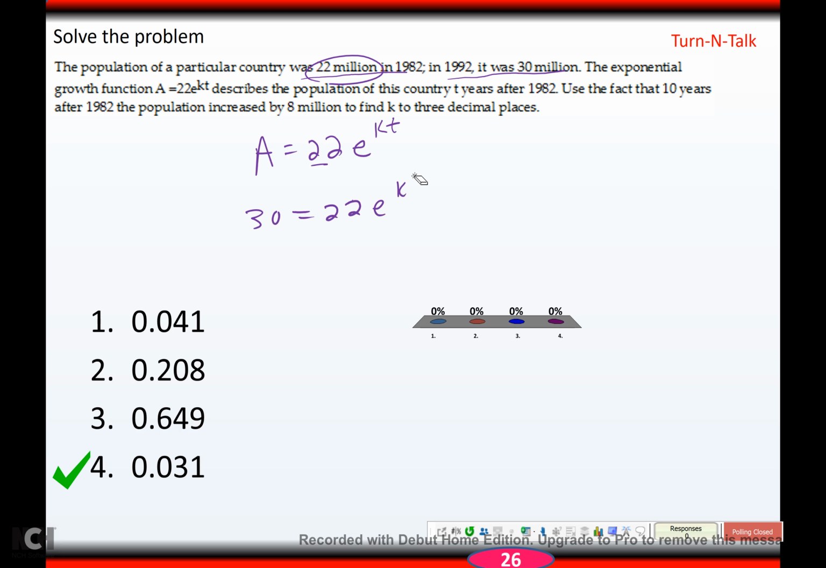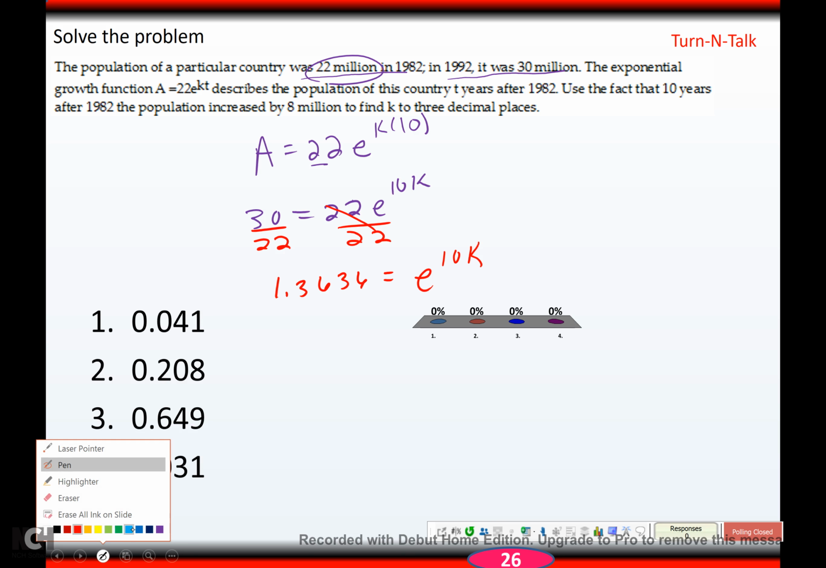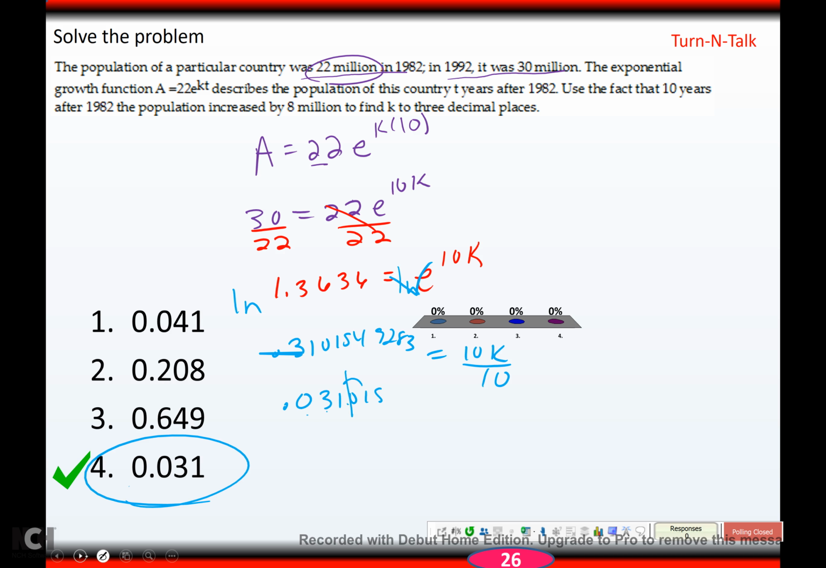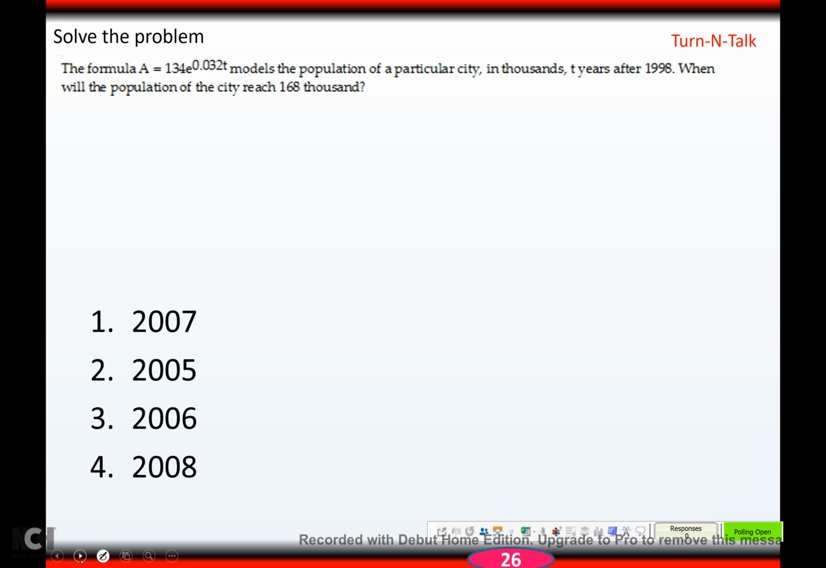Oh wait, t is 10, my bad. Oh, that 10k. Alright, so now we got to isolate. So I'm going to divide by 22. You get 1.3636 equals e to the 10k. Ln both sides. If I take the natural log of that answer, I get 0.310154928 equals 10k, because ln and e cancel. Divide by 10, I get 0.031015... And you go out 3 places, 1, 2, 3, the 0 won't do anything to it. Okay? Alright, you try this one, hit pause, come back when you're ready.